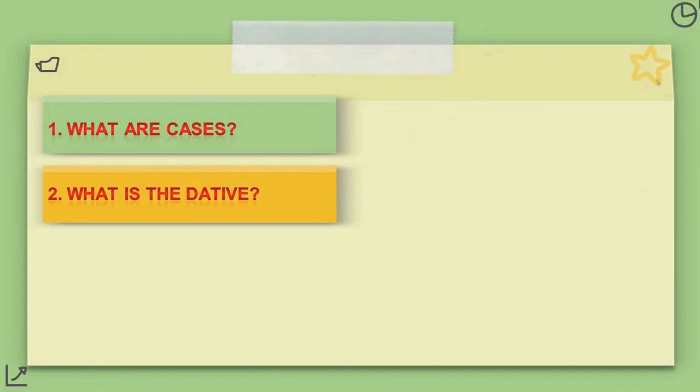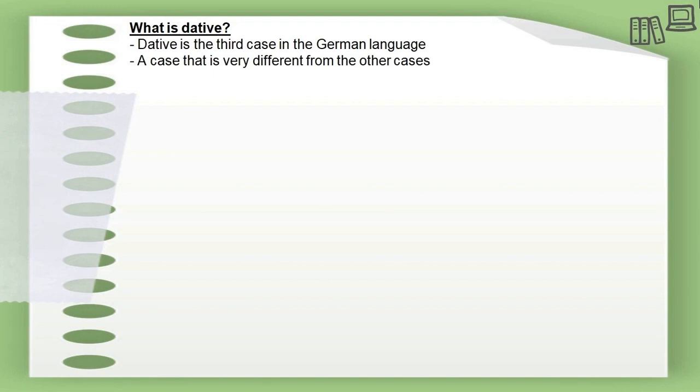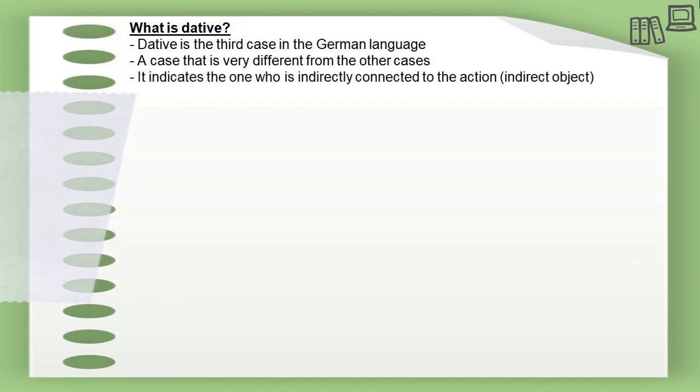Next, or second in this lesson, what is the dative case? Dative is the third case in the German language, a case that is very different from the other cases. It indicates the one who is indirectly connected to the action, or the dative is the indirect object in the sentence.